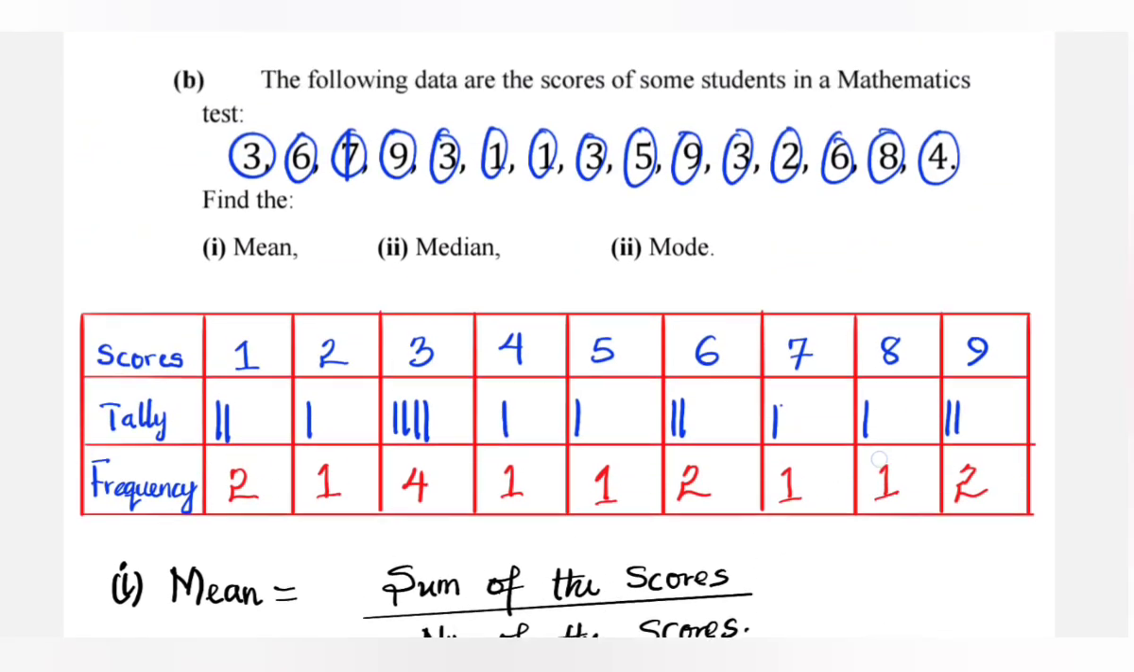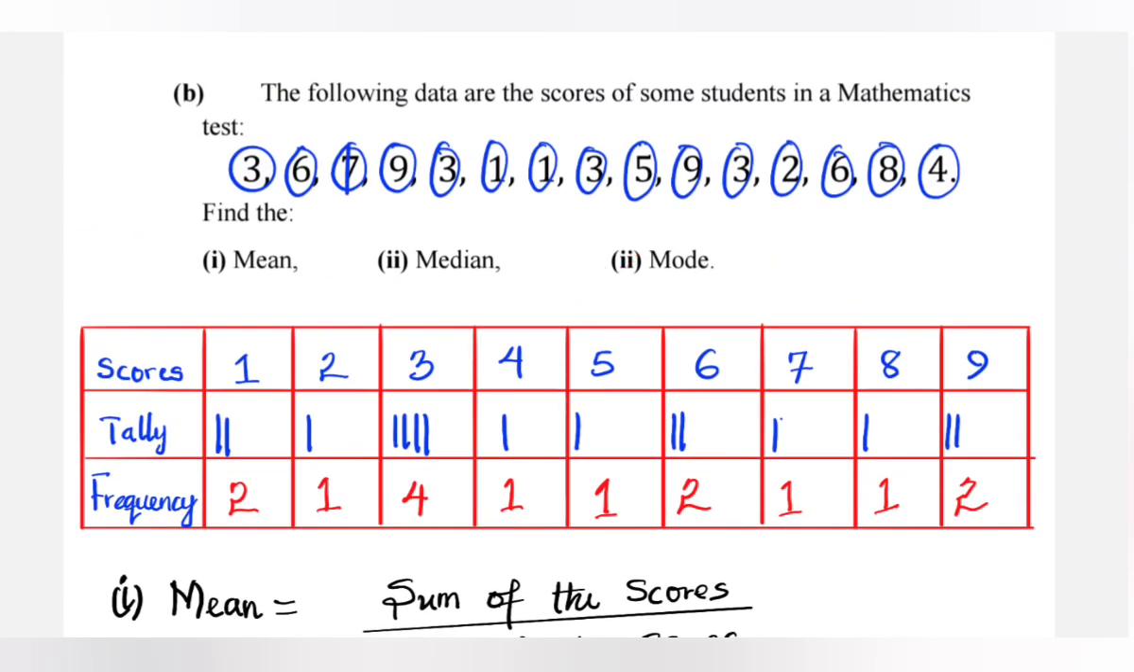The last question says we should find the mode. The mode is the value that appears most, the score that has the highest frequency. 1 appears twice, 2 appears once, 3 appears 4 times. From the frequencies here, we see that the highest frequency is 4. 4 is not our mode; 4 is the frequency of our mode. So therefore our mode is 3.